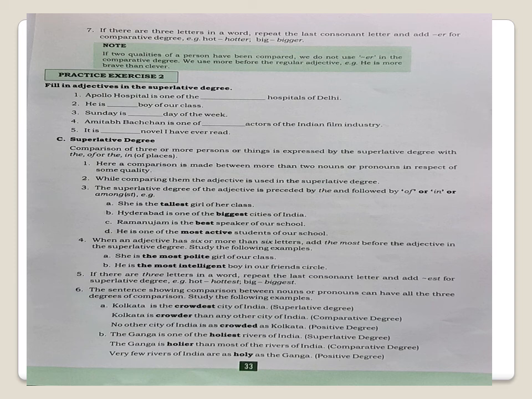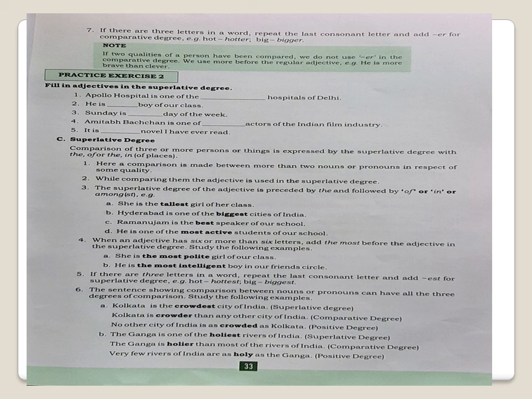If there are 3 letters in a word, repeat the last consonant letter and add est. Like in the comparative degree we have used bigger, by doubling the last consonant letter. Biggest: big, the last letter g is a consonant, and in the superlative degree we double the last letter g, and then put est, so biggest.